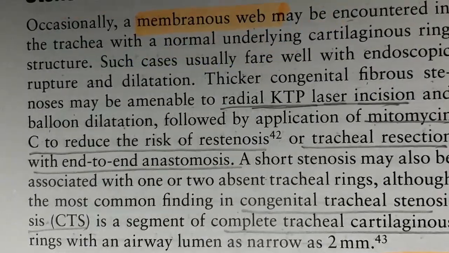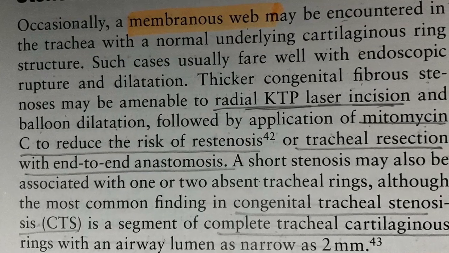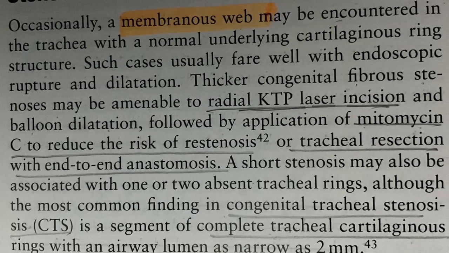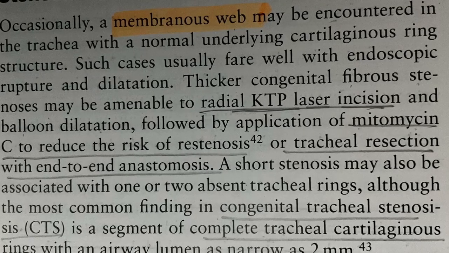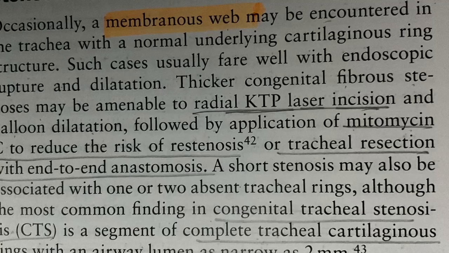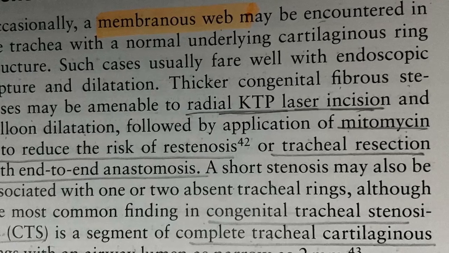Occasionally, a membranous web may be encountered in the trachea with a normal underlying cartilaginous ring. Such cases can usually be handled with endoscopic rupture and dilatation, and can be treated with a single dilatation only. If these webs are thick, then you can use KTP or CO2 laser excision.